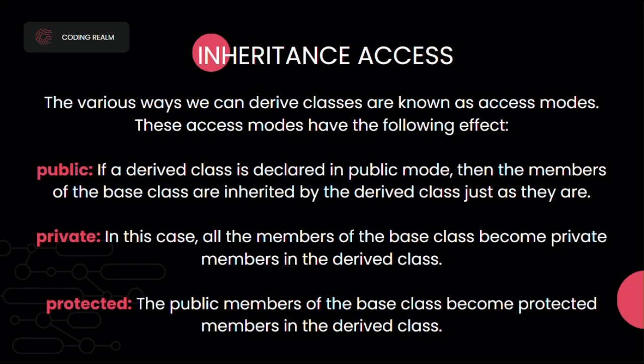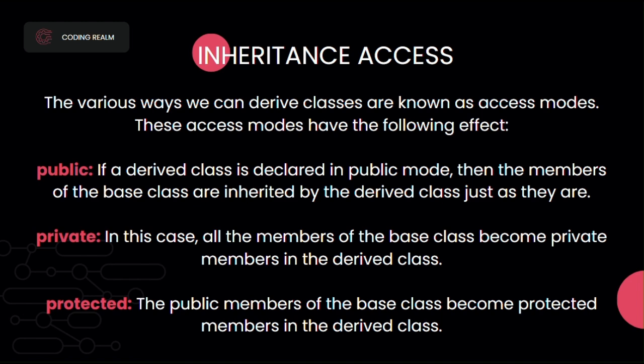Now the inheritance access. The various ways we can derive classes are known as access modes. These access modes have the following effects. First, public: if a derived class is declared in public mode, then the members of the base class are inherited by the derived class just as they are. In private mode, all the members of the base class become private members in the derived class. In protected mode, the public members of the base class become protected members in the derived class.